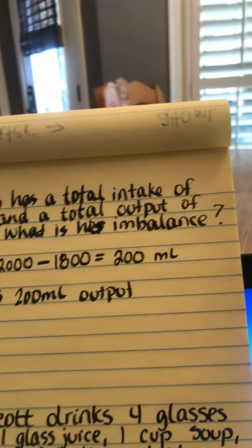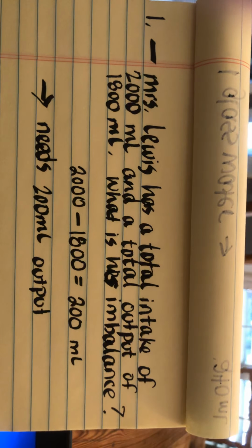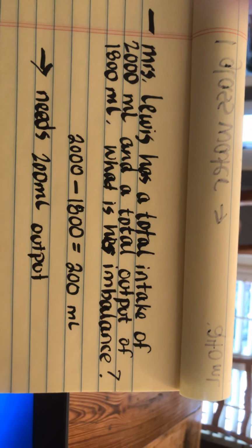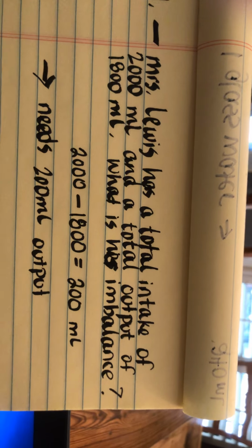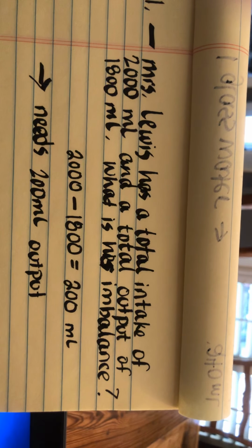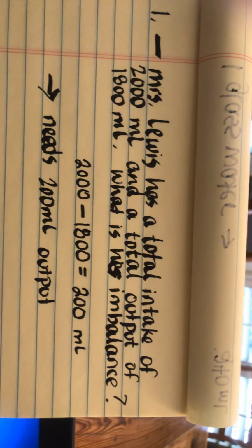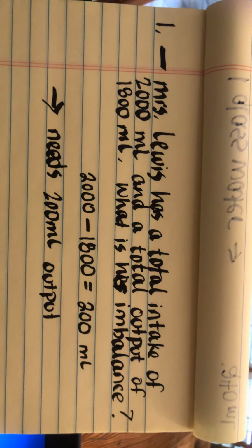I'm going to flip the phone around and show you. So the first one I made up says, if Mrs. Lewis has a total intake of 2,000 milliliters and a total output of 1,800 milliliters, what is her imbalance? So what you would do there is subtract 2,000 minus 1,800, and that gives you 200 milliliters. So therefore, she still needs 200 milliliters output.